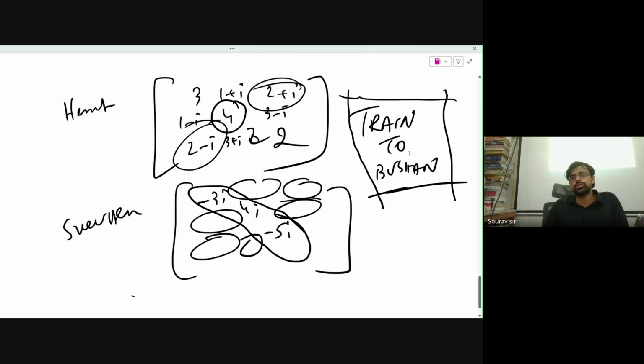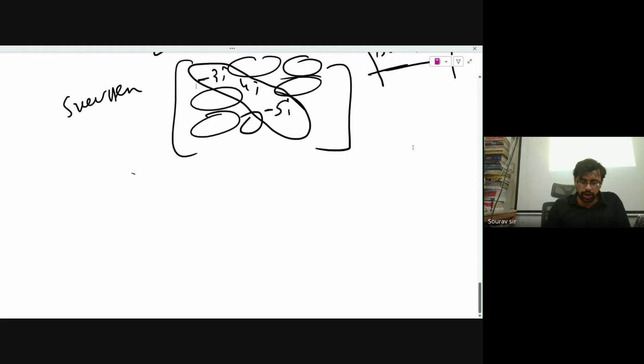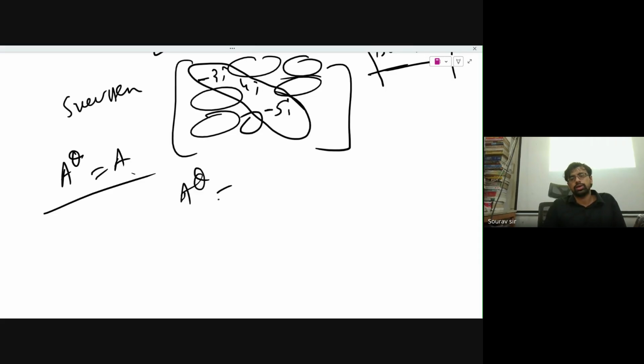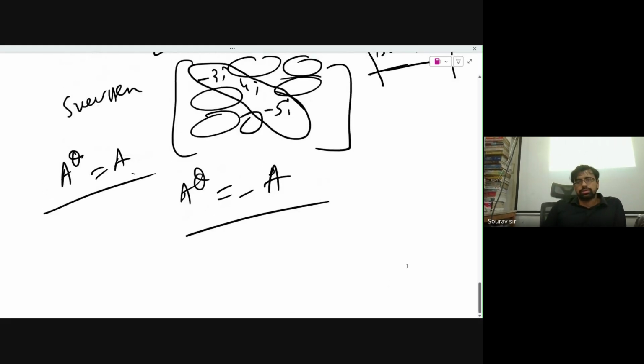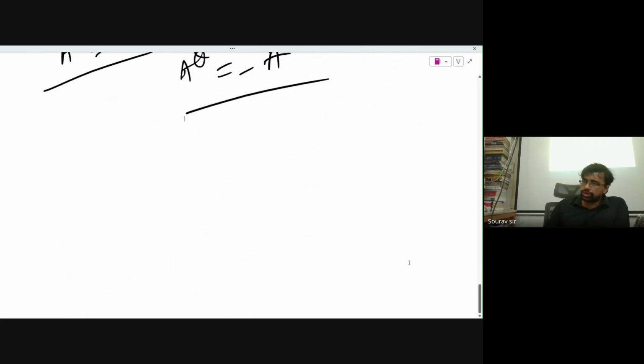So this is the difference between Hermitian and skew-Hermitian. How do we write it? Like this, okay. The Hermitian sign, so A theta equal to A and A theta equal to minus A is Hermitian and skew, okay. So the matrix symmetric is like this, okay, and asymmetry we already know.